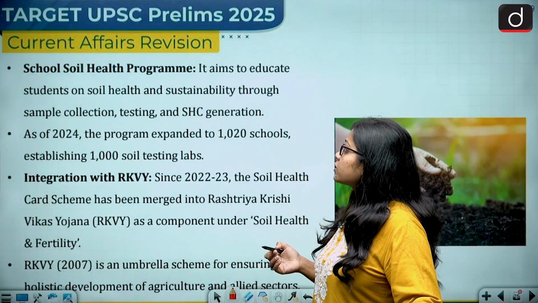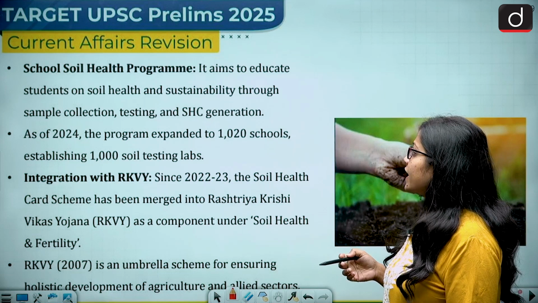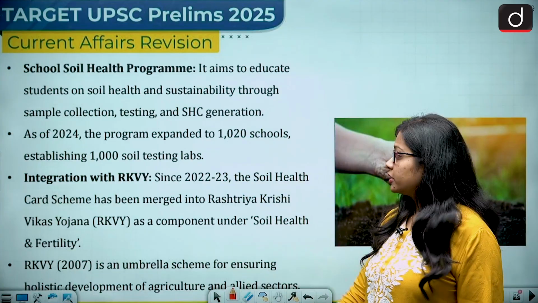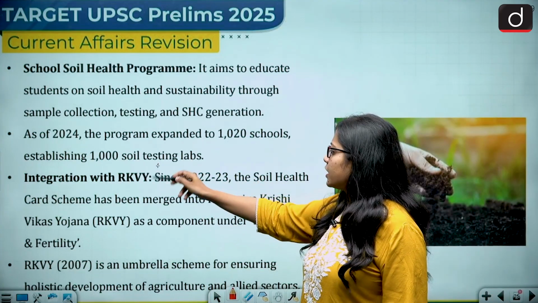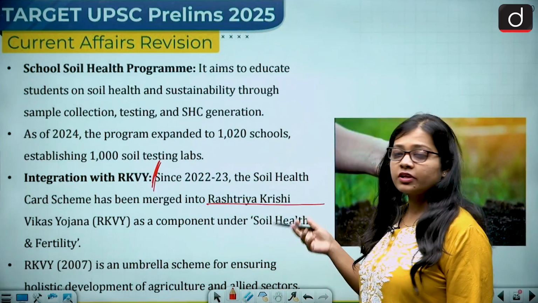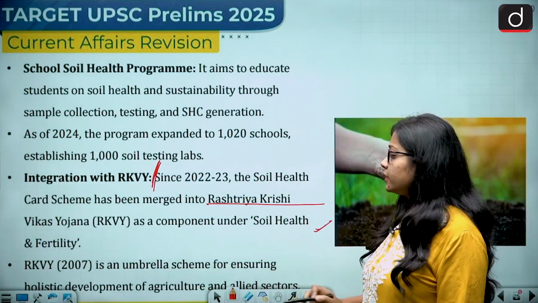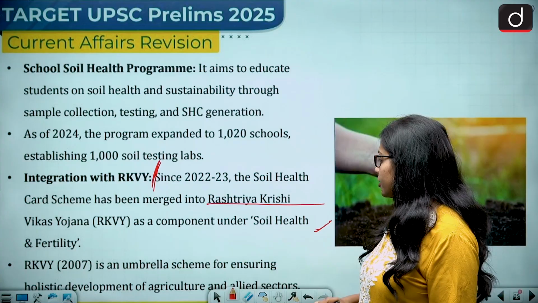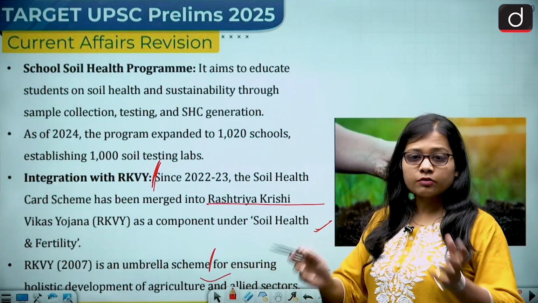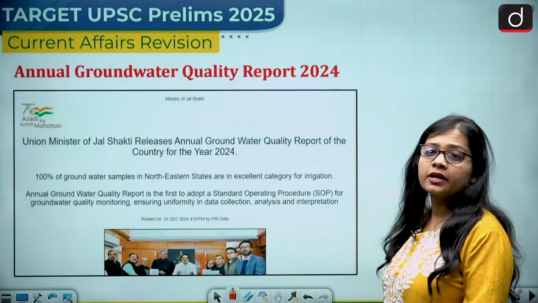Then school soil health program, the aim of which is to educate students on soil health and sustainability through sample collection, testing and SHC generation. Then the integration with the RKVY, that is the Rashtriya Krishi Vikas Yojana. The Rashtriya Krishi Vikas Yojana is also a component under the soil health and fertility. It is an umbrella scheme for ensuring holistic development of agriculture and allied sector. So how the agriculture holistically will grow and how it will perform and improve.